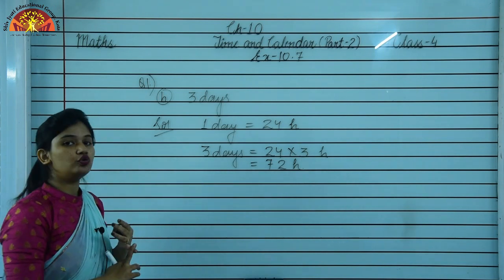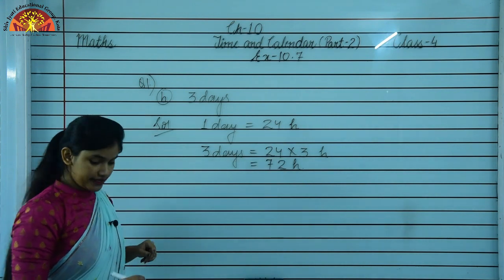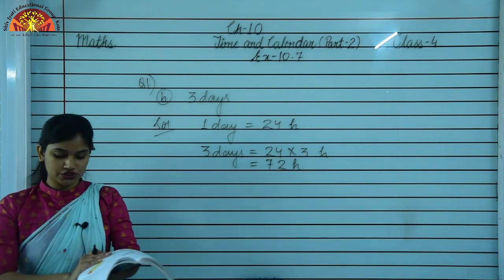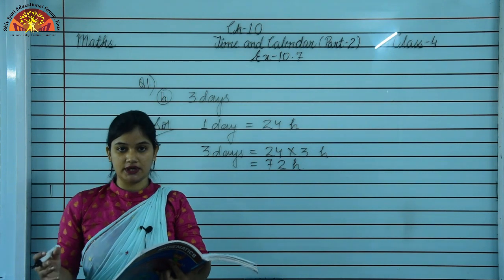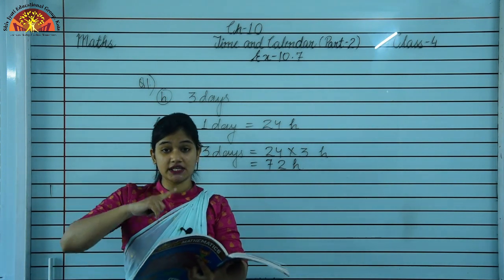Simply you have to multiply by 24 hours. Is it clear? Now we'll take the next question, and in the next question we have to convert the years to months. Very simple question is this. It is just like Question 1. We have to convert years to months.